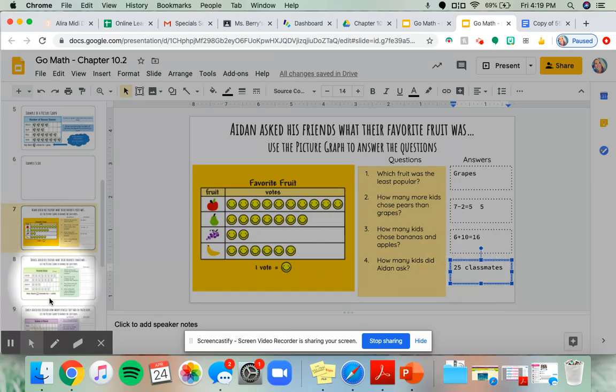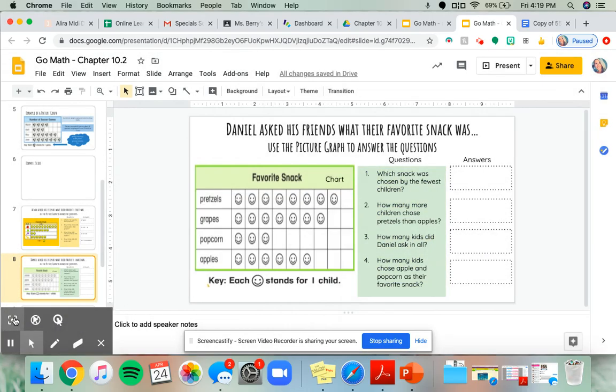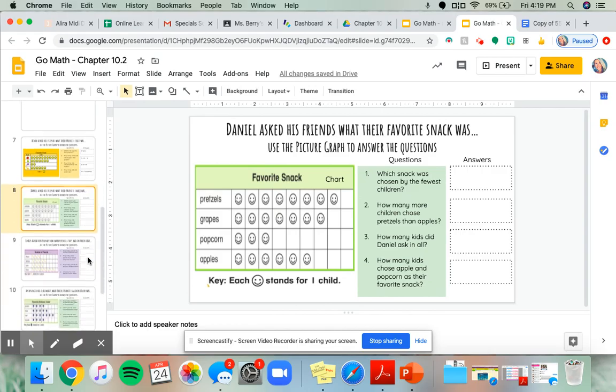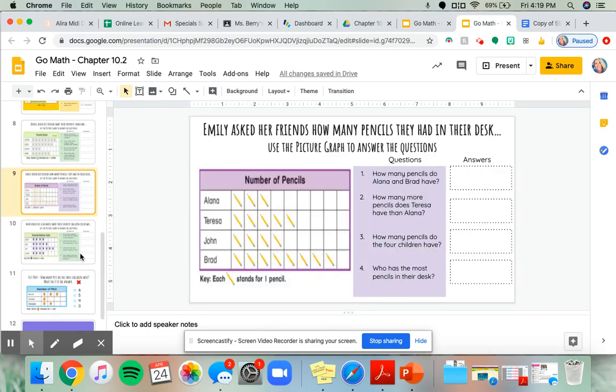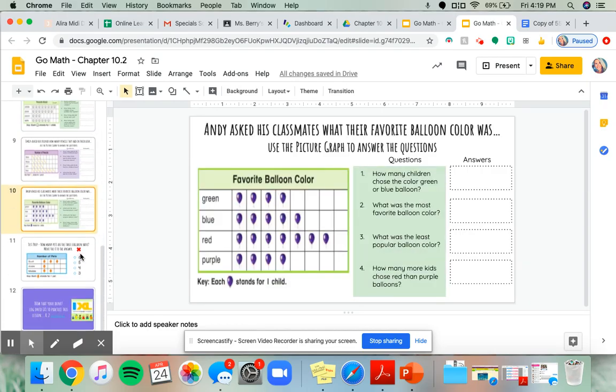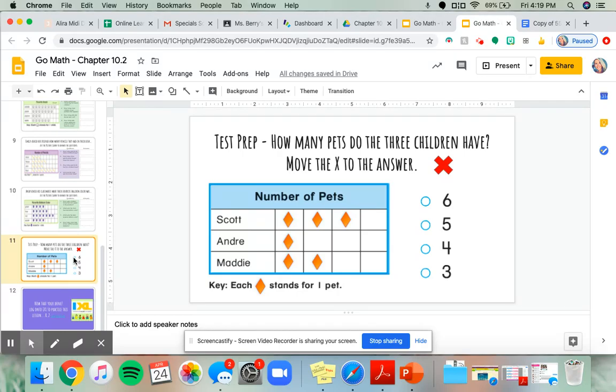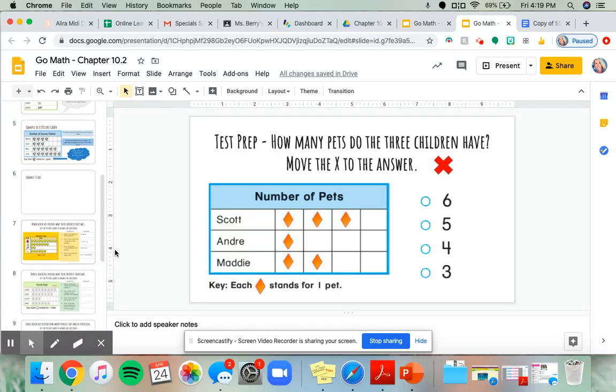Perfect. So you're going to do the same thing for this graph about favorite snacks, number of pencils, favorite balloon color, and then you have a test prep. Okay? Have fun with picture graphs.